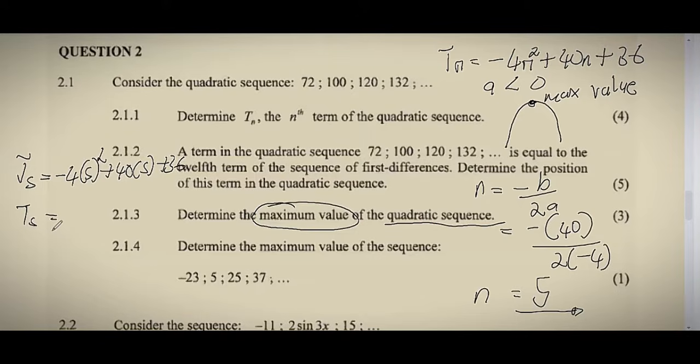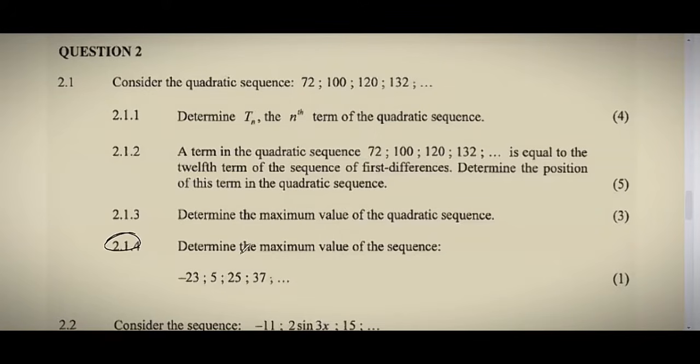Plus 36. So that's 136. So our T5 is 136. That's the maximum value of the quadratic sequence. Right. Now let's go to T4.